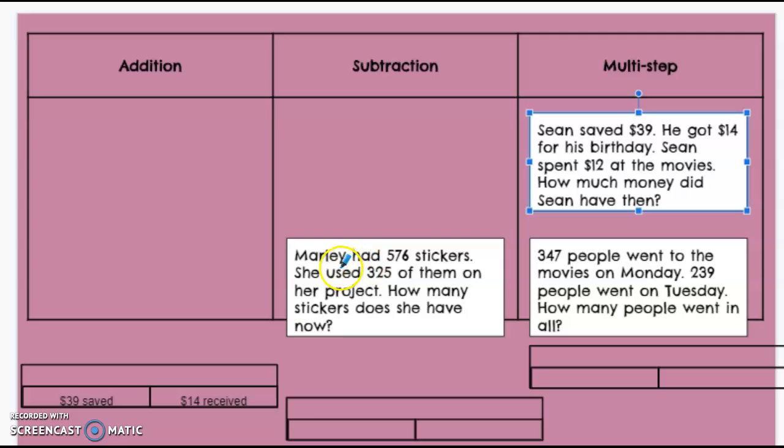Okay, let's look at this next one. Marley had 576 stickers. She used 325 of them on her project. How many stickers does she have now? If it's asking me how many she has now, that means she had more before. So let's try plugging this into my strip diagram. Marley had 576 stickers and she used 325 of them. She had this many and she used this many. How many does she have now?